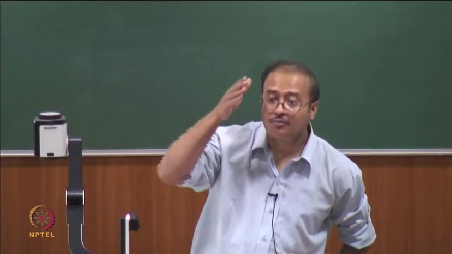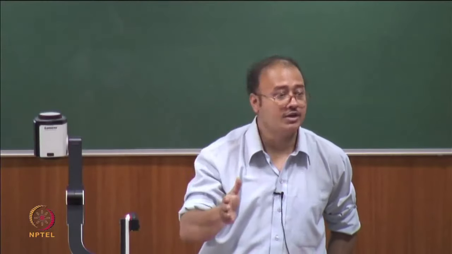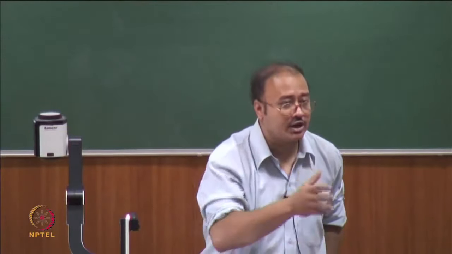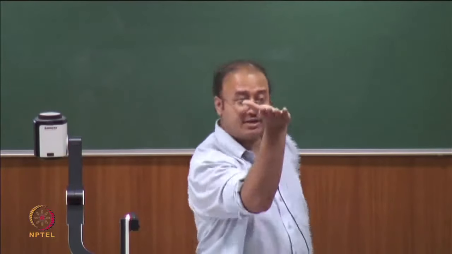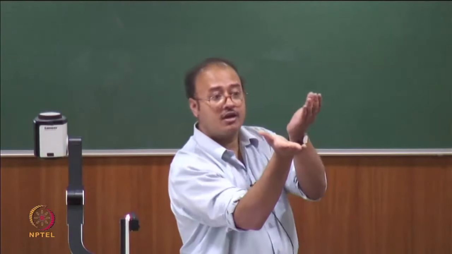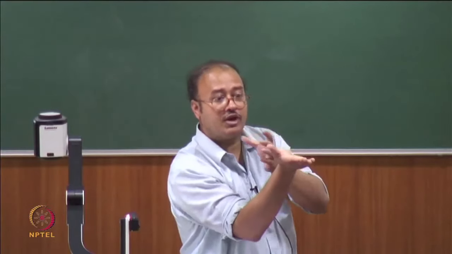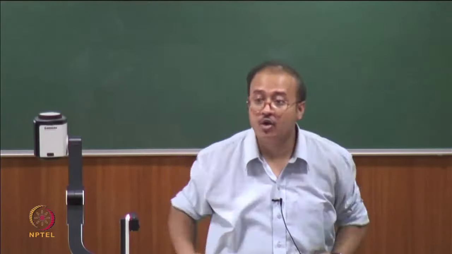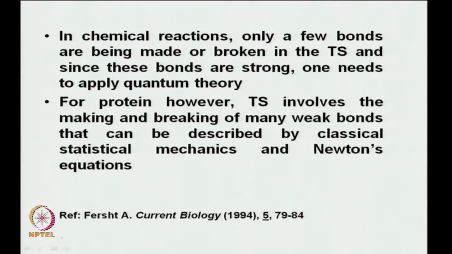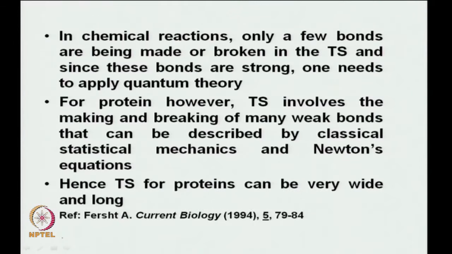But for a protein, because the bonds are weak and because in a protein at any given time you can have many different conformations, even at the transition state you can have a very diffuse transition state, that means one which is very long or very wide. Okay. So, that is what he says. For protein, however, transition state involves the making and breaking of many weak bonds that can be described by classical statistical mechanics and Newton's equations. I do not need quantum theory for this. Now, what is the result? Hence, transition state for proteins can be very wide and long. Okay. It is not sharply peaked.